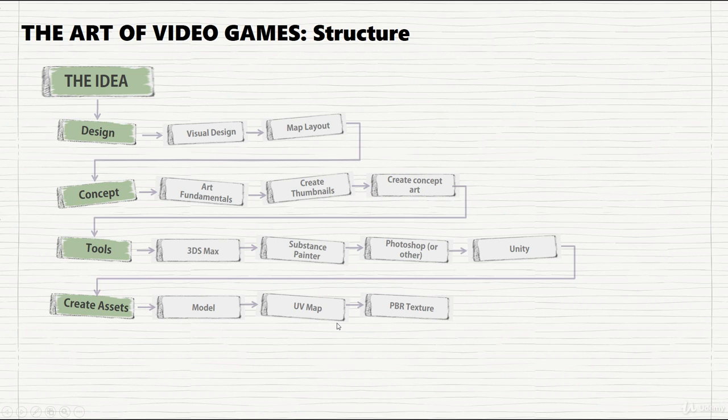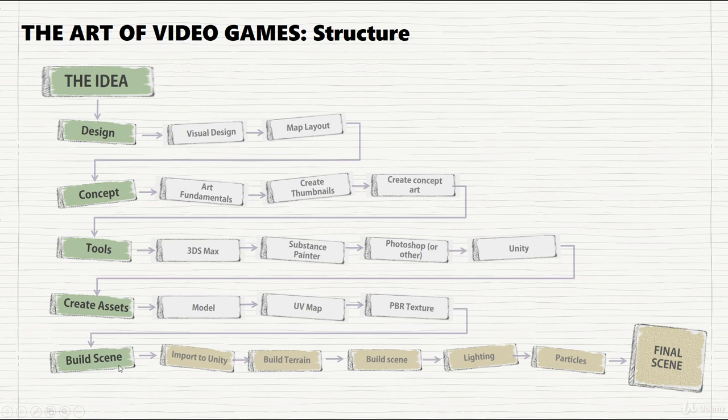We're going to use Substance Painter, and we're going to create some PBR textures for our models and put them into Unity. And then we're going to start building the scene. We're going to put all our assets that we created into Unity. We're going to build terrain, build the scene, light it, add particles, and make a gorgeous final scene that you can be proud of and that you can use for your portfolio work.